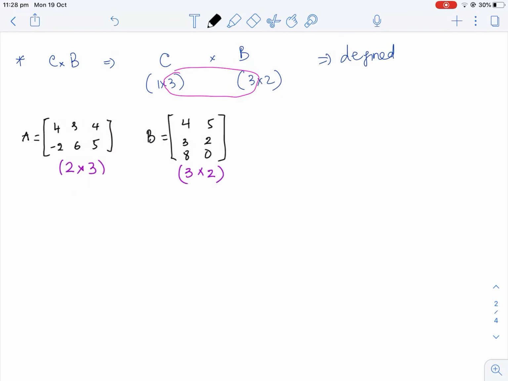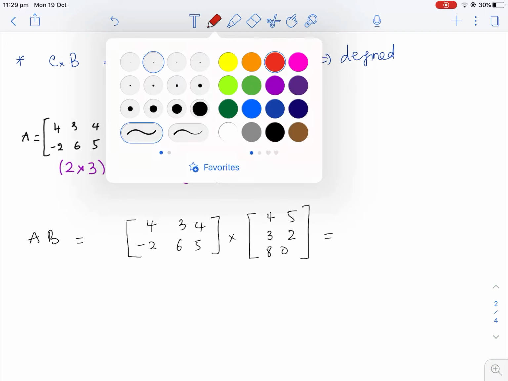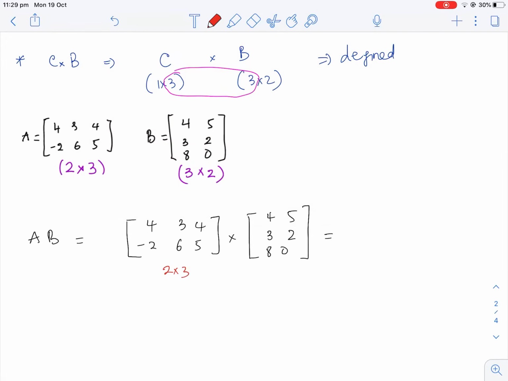A times B equals 4, 3, 4, 2, 6, 5 times 4, 5, 3, 2, 8, 0. Write down all the elements. Okay, and as we know, this one is 2 rows and 3 columns. This one is 3 rows and 2 columns. Write that down. 3 rows and 2 columns. And we guess that the final answer is going to be a square matrix with 2 rows and 2 columns here. Okay, let's check it out.